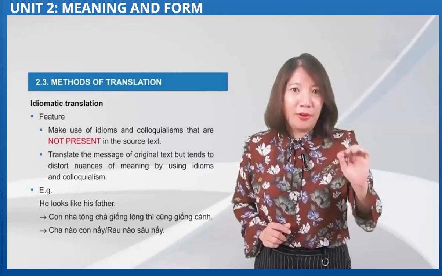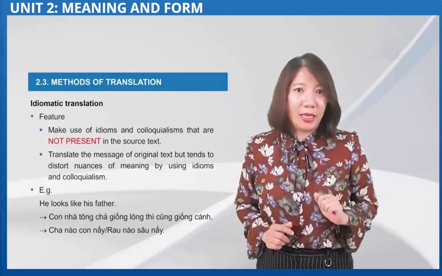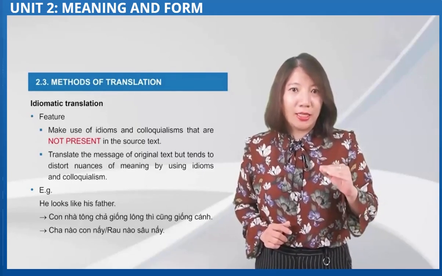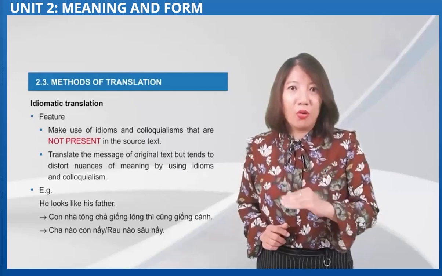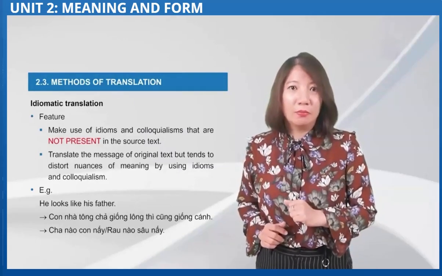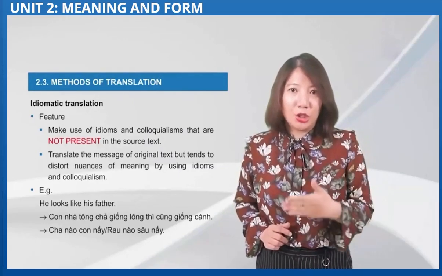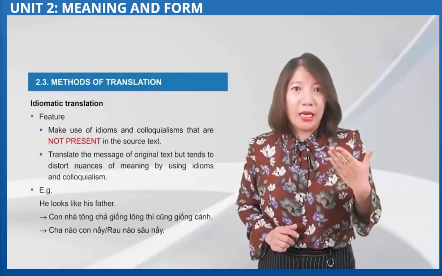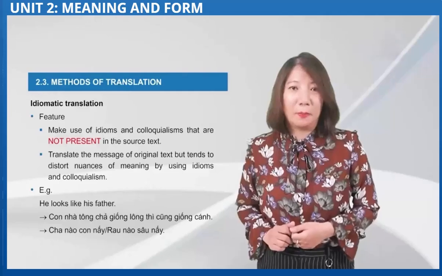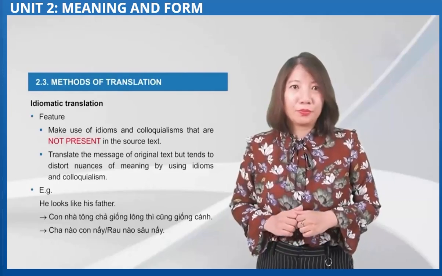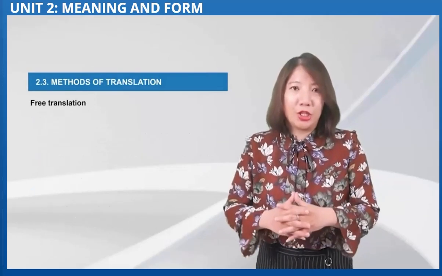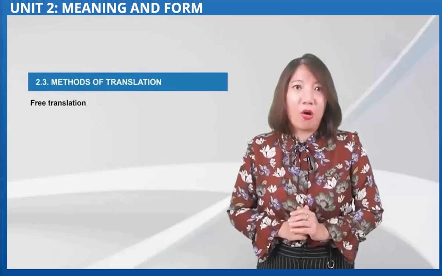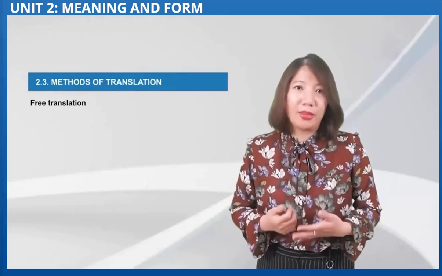And if he decides that the sentence conveys a negative meaning, he can translate it as cha nào con nấy or rau nào sâu nấy. But the translation conveys or renders the same meaning. He looks like his father. Free translation is also another very common and useful method of translation.